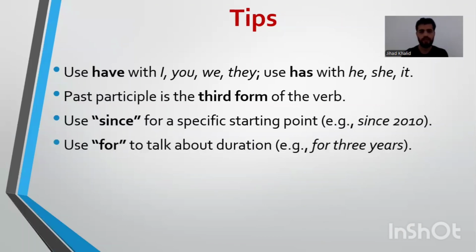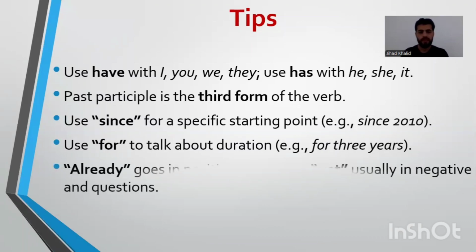2010. Use for to talk about duration, for 3 years. In another video, I'll talk about since and for, the differences between them, and how you can recognize them. Already goes in positive sentences, yet usually in negative sentences and questions. So whenever you see yet, whether it is negative or a question, but already is positive.